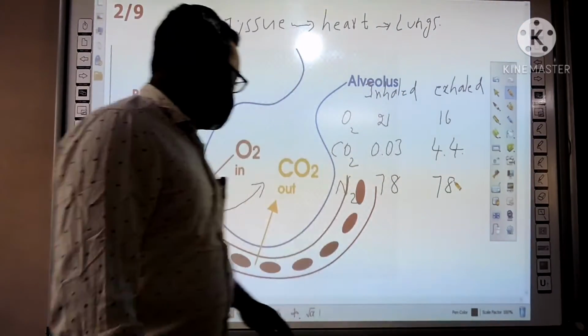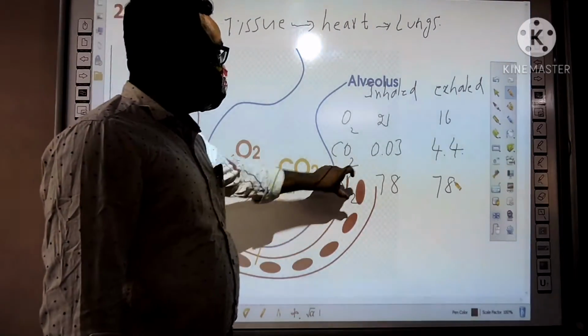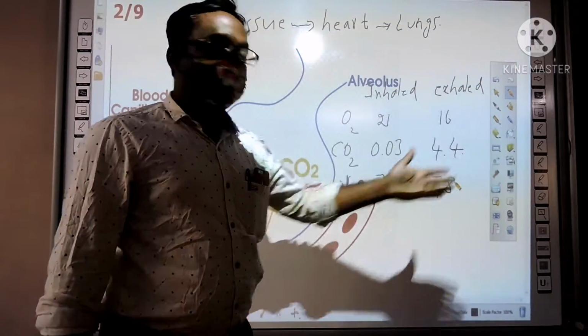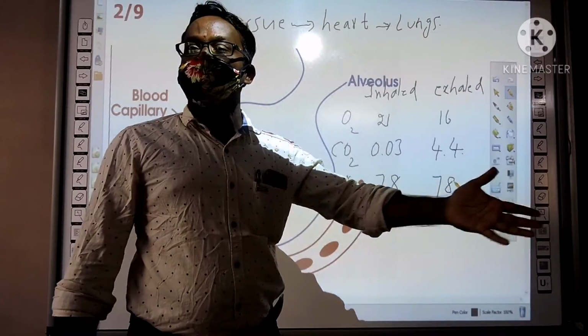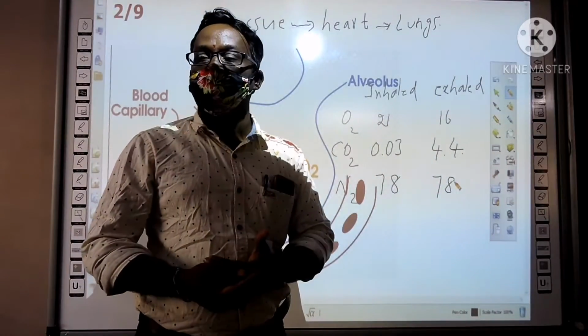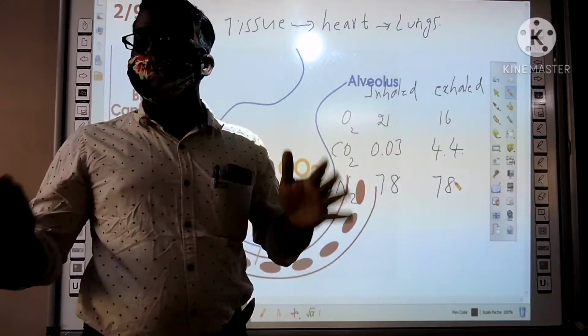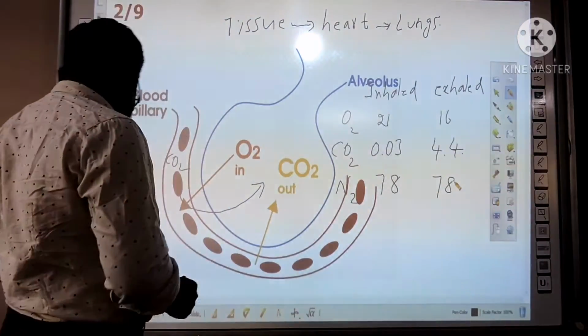Okay, how are these gases transported to the tissues through the blood? Now, oxygen enters the blood, but how is it transported? Is it transported in the molecular form, or is it combined with any substance? We have to discuss that one. Let us see the transportation method of gases.